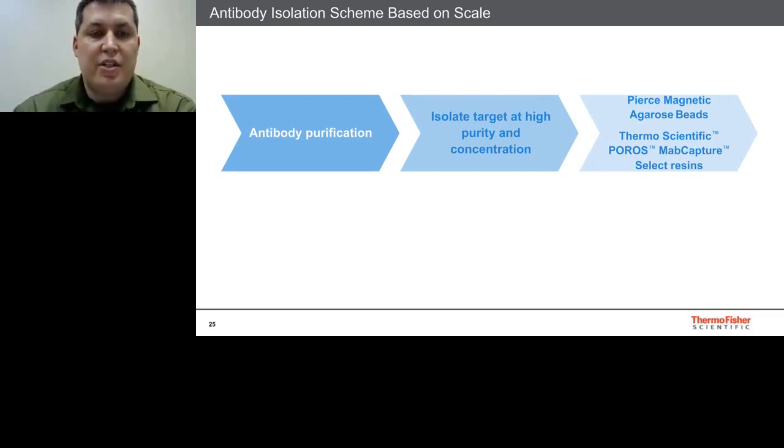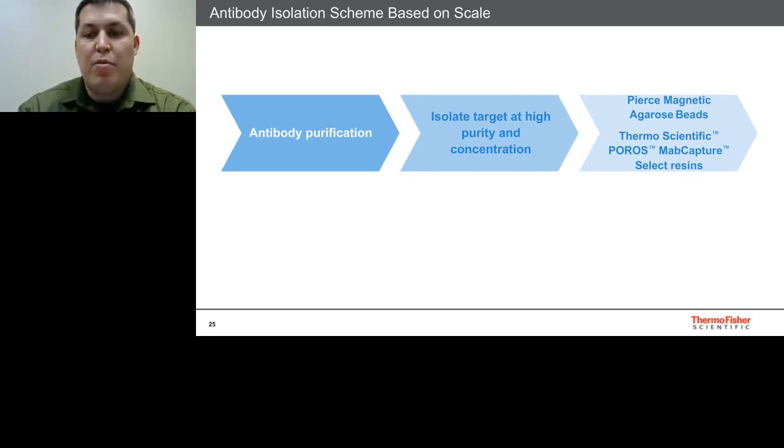Affinity resins, as Scott mentioned, can be broken down in several categories, such as tag-based purifications, immobilized antibodies, and of course, antibody purifications. For the second half of the talk, I will go over some of the chromatography resins in our portfolio that will make antibody purification workflows easier and much more efficient. Specifically, I'll talk about our Pierce Magnetic Agarose beads and our Thermo Fisher Scientific POROS MabCapture Select resins.